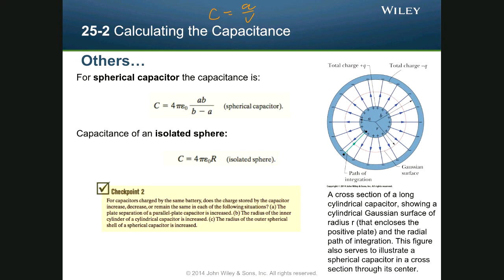Now let's do the checkpoint. For capacitors charged by the same battery, does the charge stored in the capacitor increase, decrease, or remain the same in each of the following situations? Let's read them one at a time. Let's look at A first and not even read B and C. The plate separation of the parallel plate capacitor is increased. So the question here is, does the charge stored increase or decrease? Let's take a look.